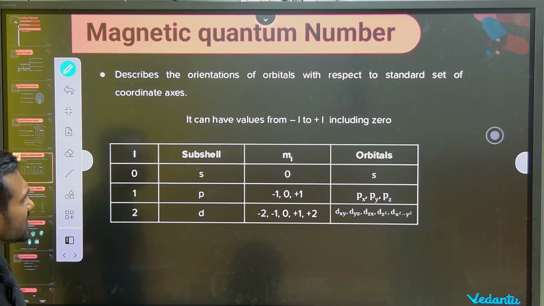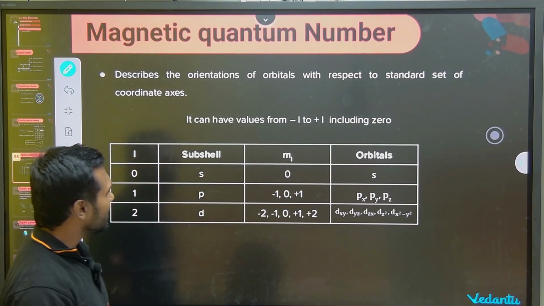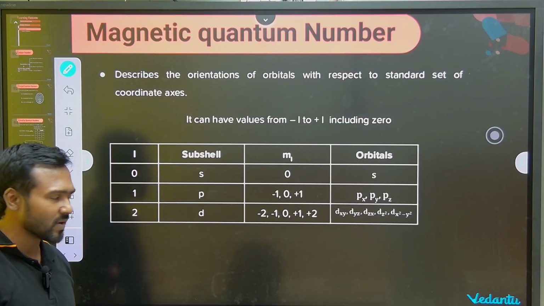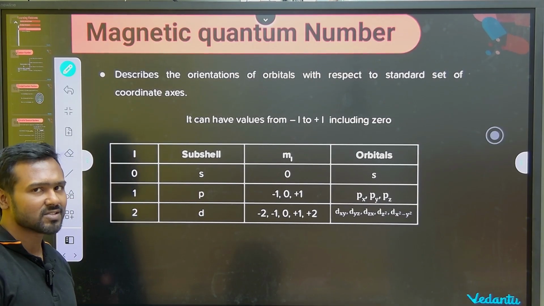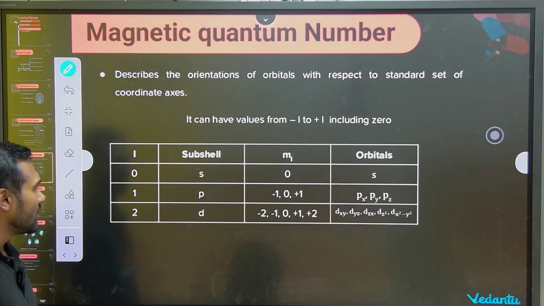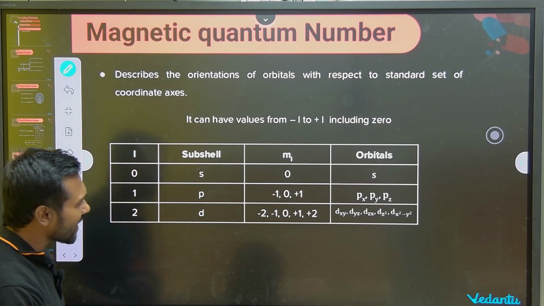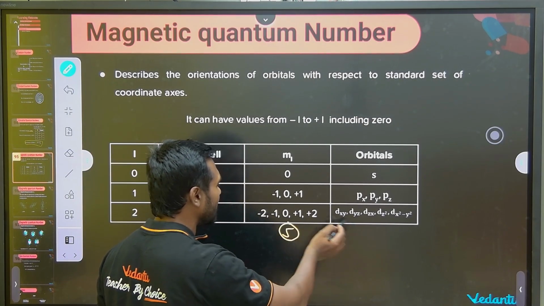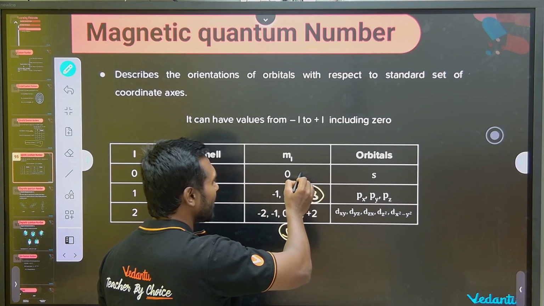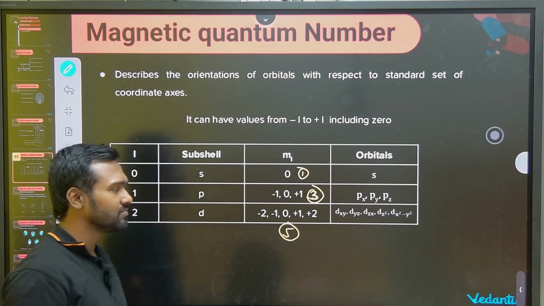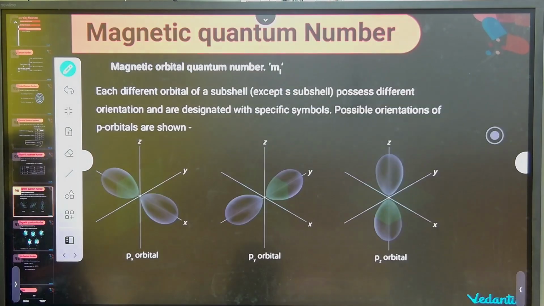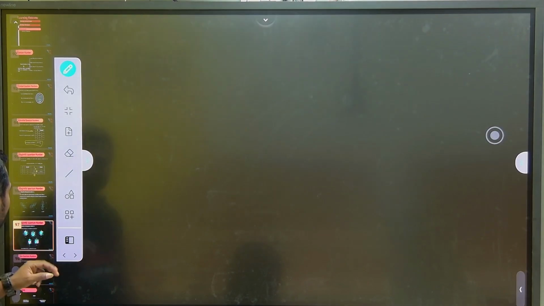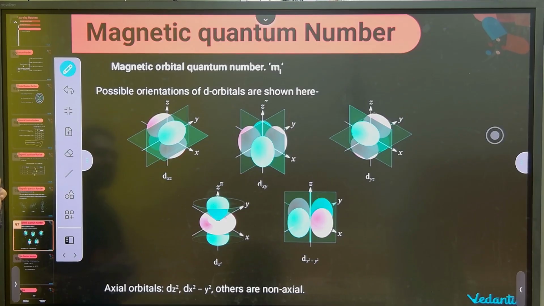So for s orbital, its value is 0, only one value. For p orbital, there are 3 values: minus 1, 0, plus 1. For d orbital, minus 2, minus 1, 0, plus 1, plus 2. Right? So for d orbital we have 5 values, 5 orbitals. For p, 3 values, 3 orbitals. Here only one value, that is 0. These are the possible orientations of the d orbitals.